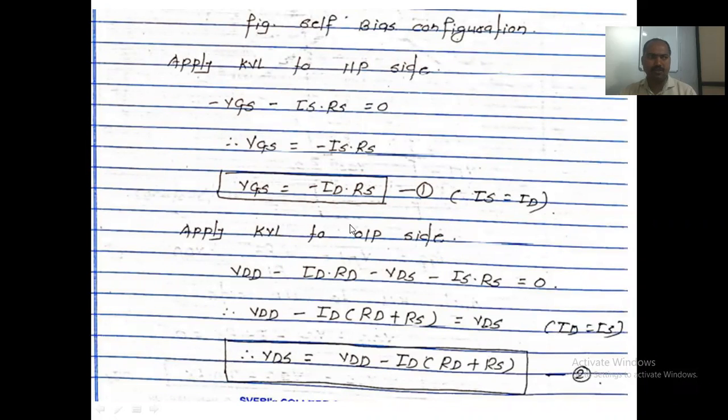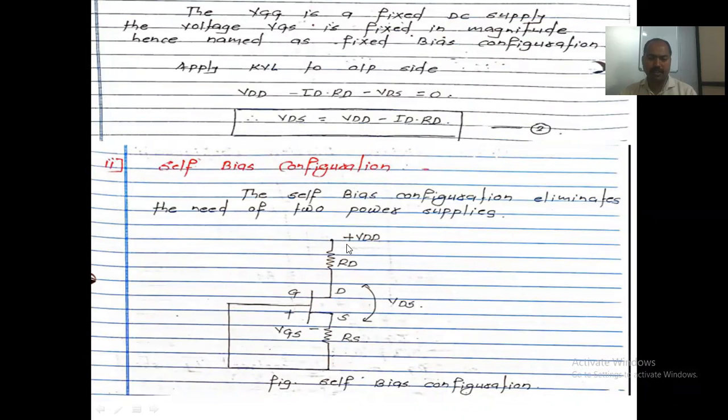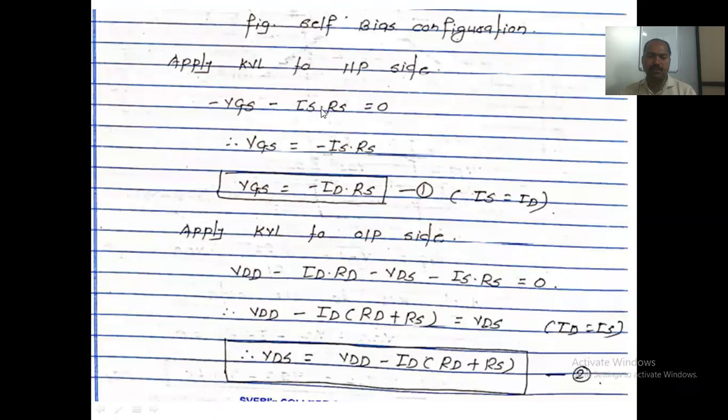Now this is with respect to the input side. Now we have to see the output side. This is the equation with respect to your output. Start with this loop: plus VDD, current flowing through this RD, that is ID. So plus VDD minus of ID into RD, minus of VDS, minus of current flowing through the RS, that is IS, minus of IS into RS. This is the equation with respect to us.